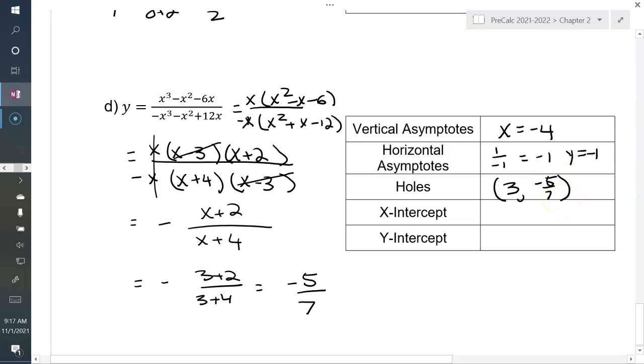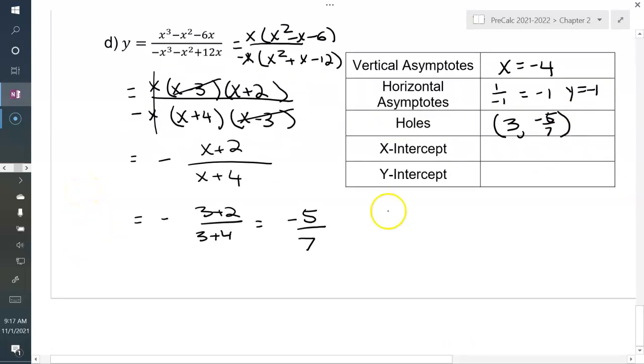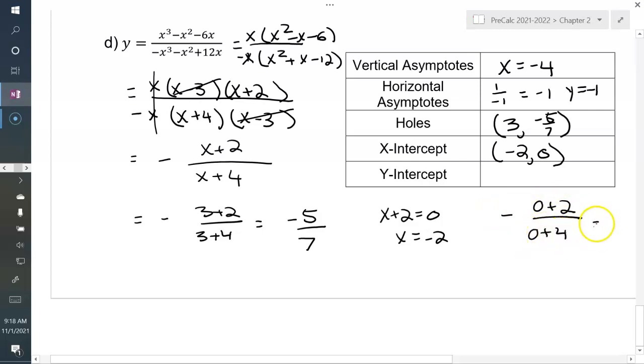X-intercept, where does your numerator equal 0? X plus 2 equals 0, x equals negative 2. So I have an x-intercept at negative 2, 0. Y-intercept, just plug in zeros for your x's. And I get a negative 0 plus 2 over 0 plus 4. I get a negative 1/2.